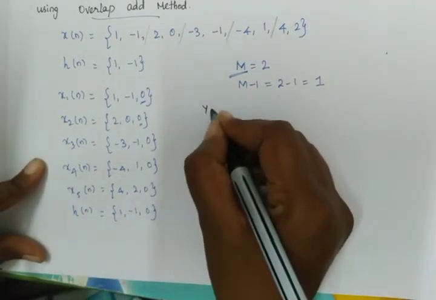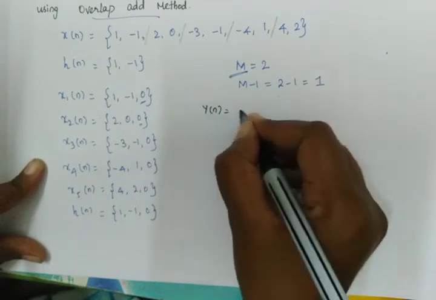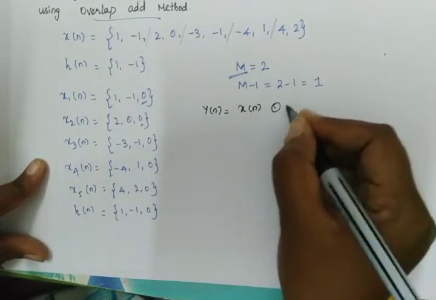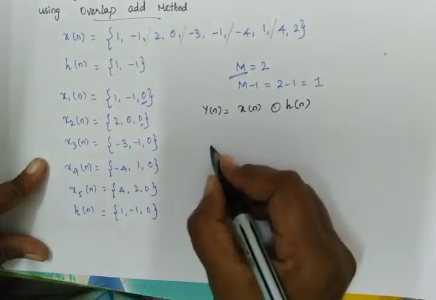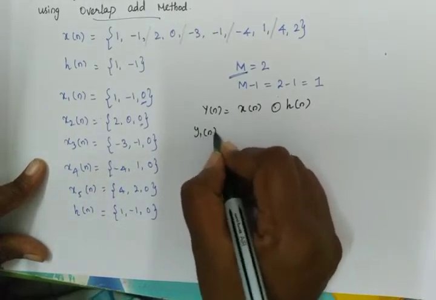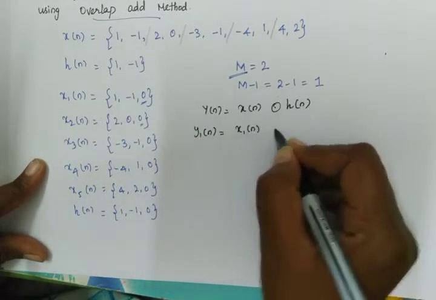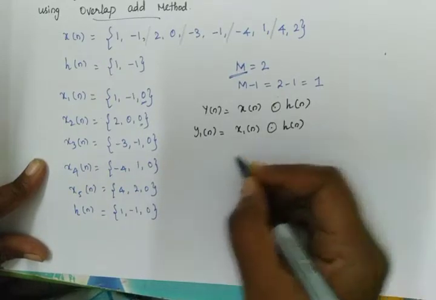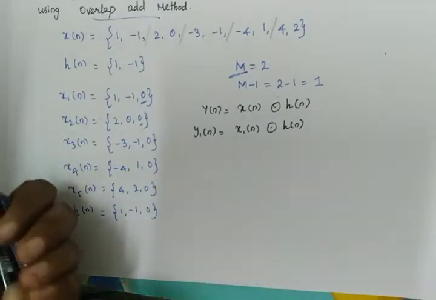How can we perform circular convolution? That is y of n, which is equal to x of n circular convoluted with h of n. Now what will be our y1 of n? So y1 of n will be equal to x1 of n circular convoluted with h of n.